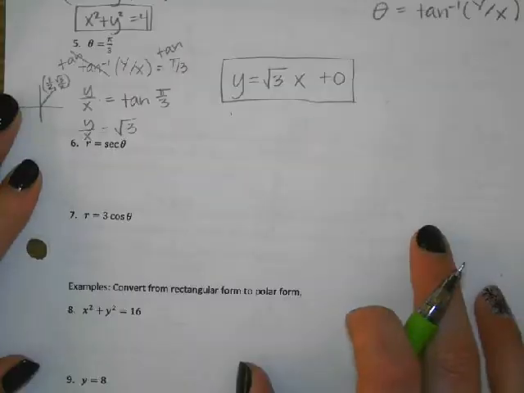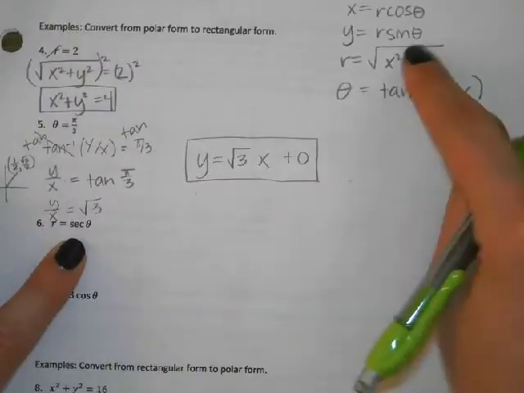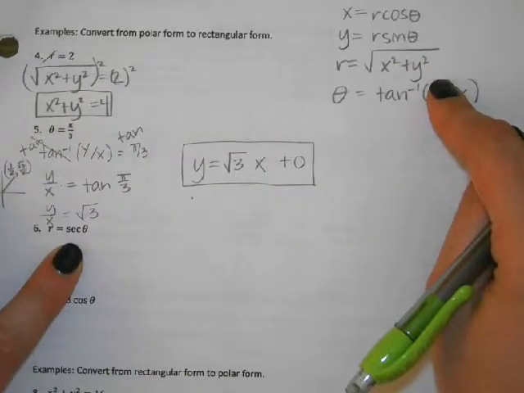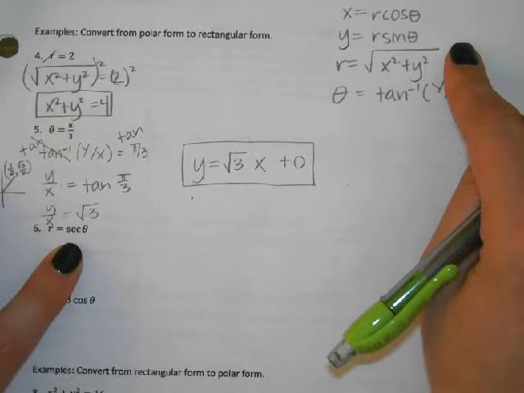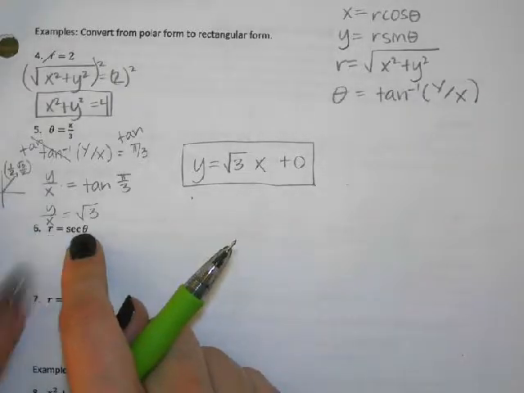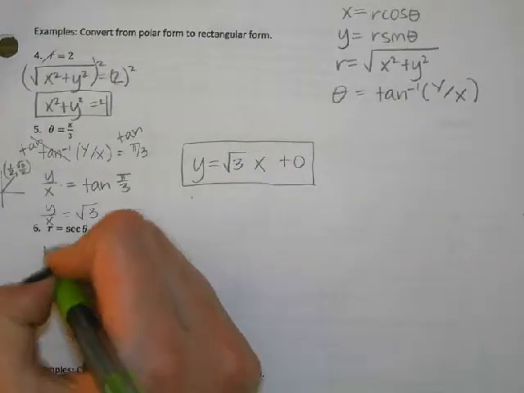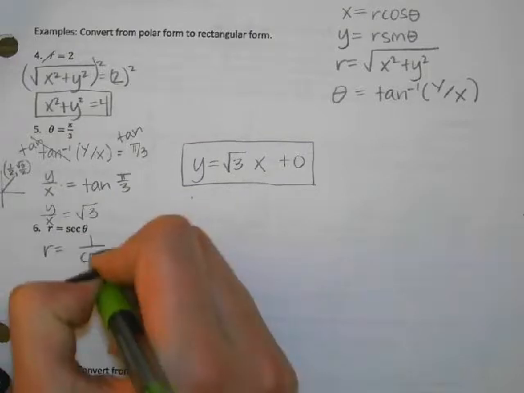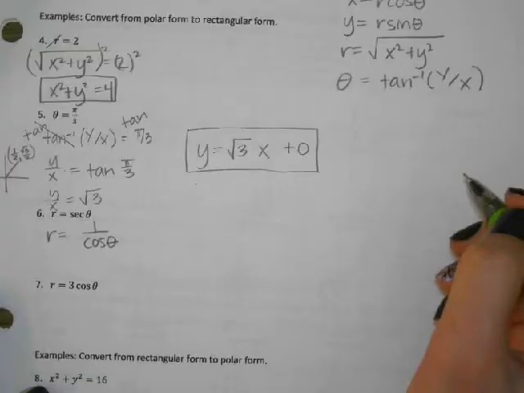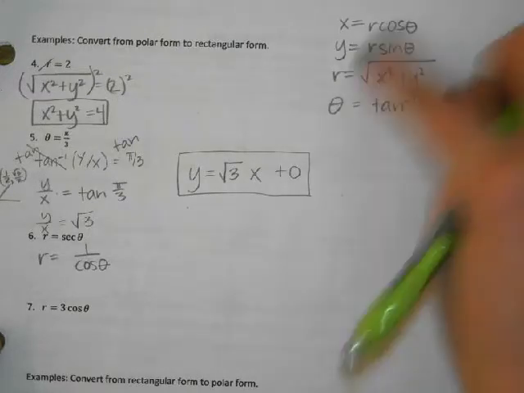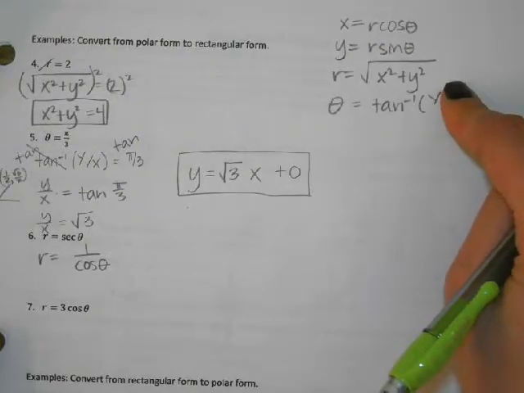All right, r equals secant theta. Does that match any of these? Is that helpful for us? No. So how could I rewrite secant theta? 1 over cos. So r equals 1 over cos theta. Okay. So that's beneficial, but we're not quite there yet. We still need to see one of these things. So now what could we do?